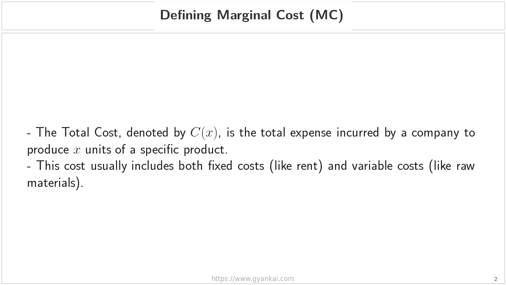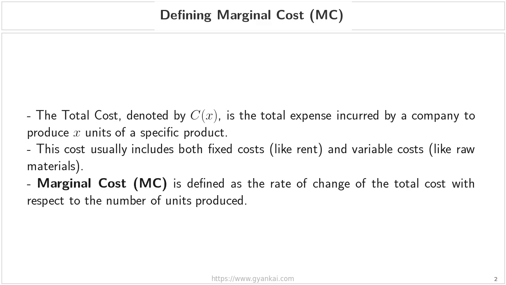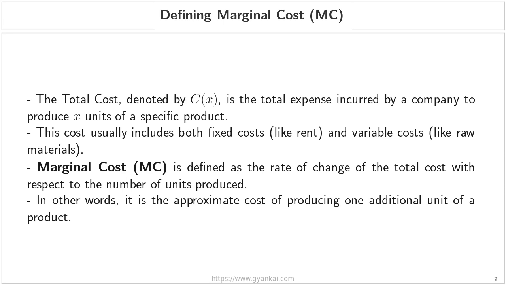It is important to understand that this total cost is usually composed of two elements: fixed costs, such as rent, which do not change regardless of output, and variable costs, such as raw materials, which fluctuate based on the volume of production. Next, we define the marginal cost, or MC. In economic terms, this is the rate of change of the total cost with respect to the number of units produced. To put this in simpler terms, the marginal cost is essentially the approximate cost of producing one additional unit of a product.